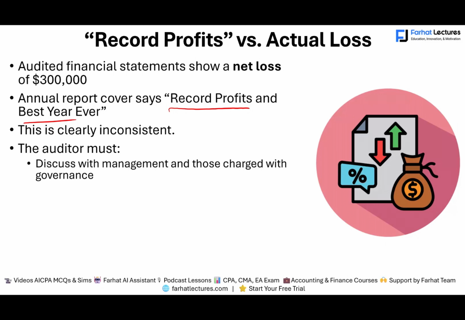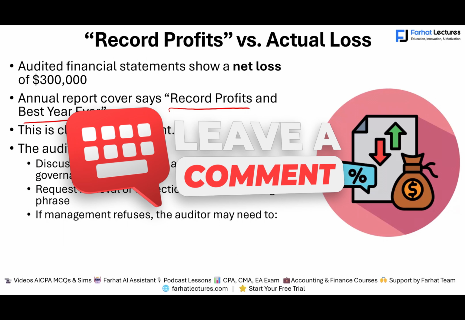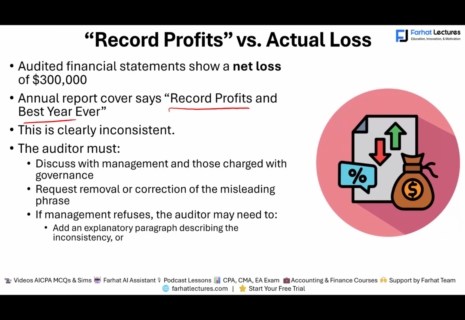So the auditor must discuss with management and those charged with governance what's going on. Why are we saying there's record profit here? Request removal or correction of any misleading phrases. And if management refuses, we might have to add an explanatory paragraph describing the inconsistency. Usually they will agree. Or worst case, we would withdraw from the engagement if they refuse to do that. If they're incurring a loss and they have a title of record profit, something is wrong with management.